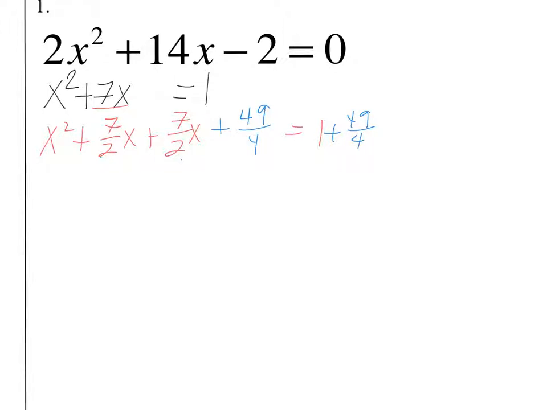Okay, my left side I'm going to factor, and that's going to factor into x plus 7 over 2, quantity squared. And the right side, 1 is the same as 4/4. So that's going to be 53 over 4, because 49 plus 4 is 53. Take the square root of both sides.